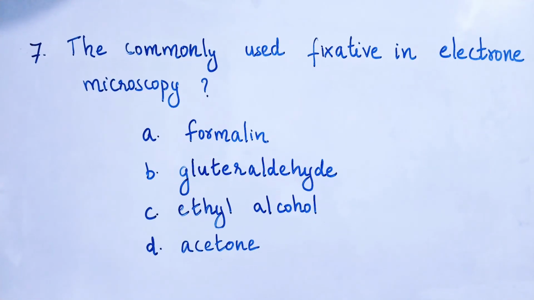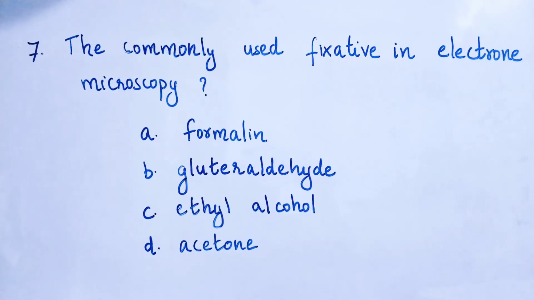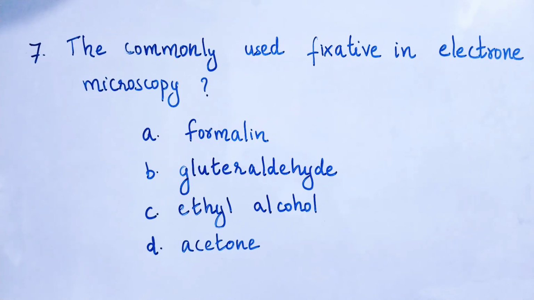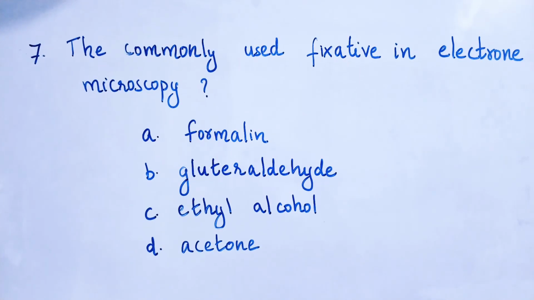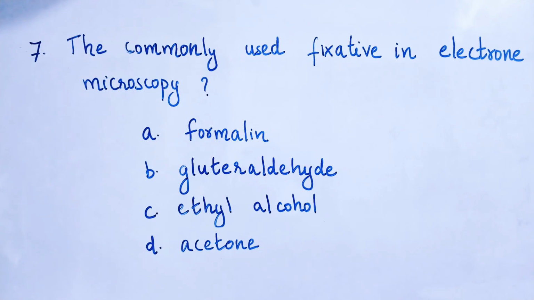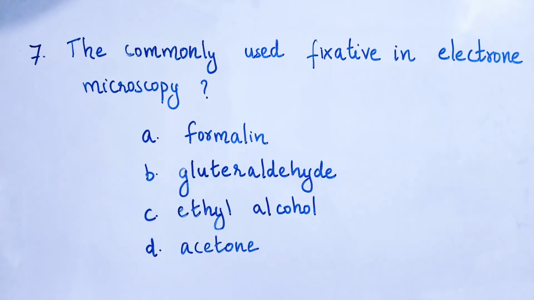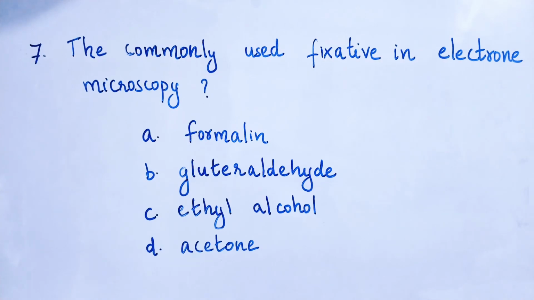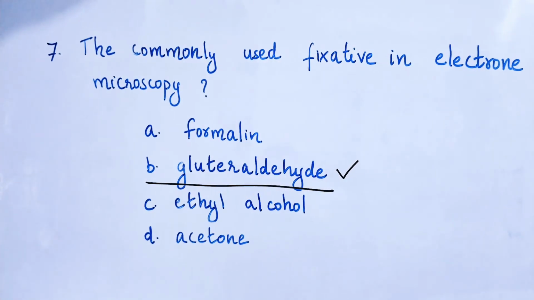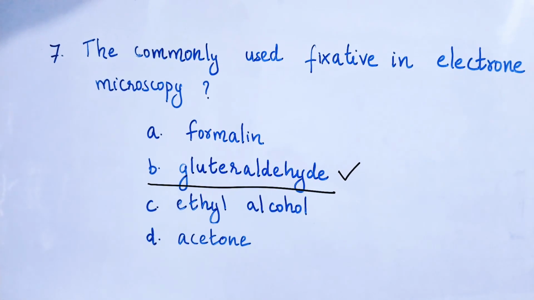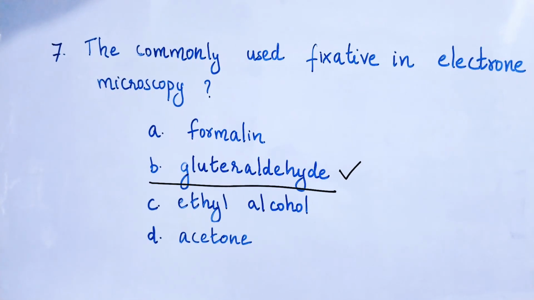Question number 7. The commonly used fixative in electron microscopy. Option A, formalin. Option B, glutaraldehyde. Option C, ethyl alcohol. Option D, acetone. Which of the following is commonly used as the fixative in electron microscopy? The right answer is option B, glutaraldehyde.